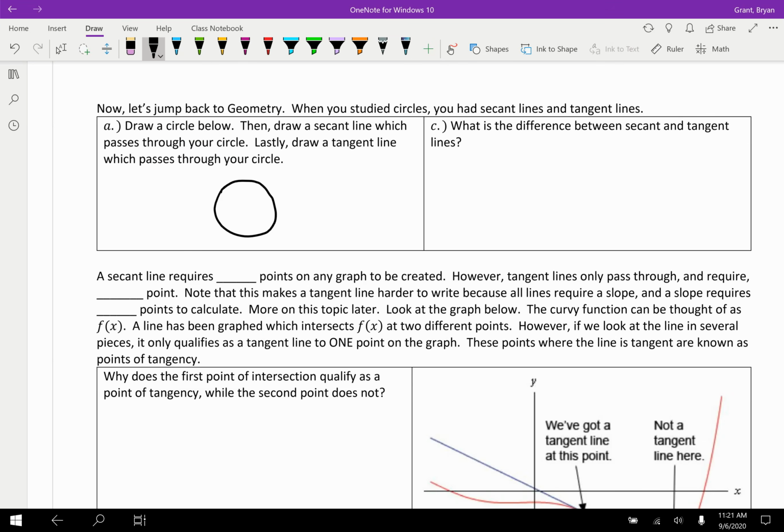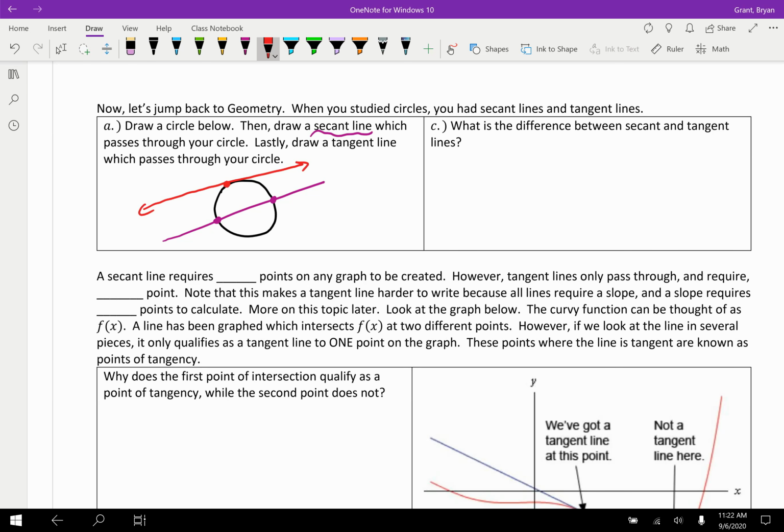They say first draw a secant line, I'll do that in purple, which passes through my circle. Okay, well, in order to have done that, we would have needed 2 points. We calculate the slope, we write an equation, and bam, you have your secant line. But then it says also draw a tangent line. Now, a tangent line just touches a part of our circle. In particular, it touches 1 point on our circle. Okay, that's not a great definition. We're going to get a better one later on, but here is my tangent line. And notice that it's only passing through 1 point on the circle.